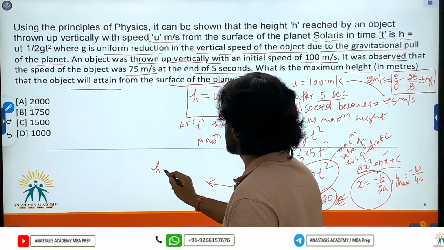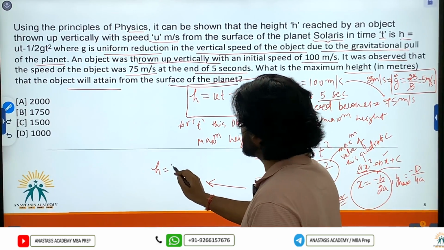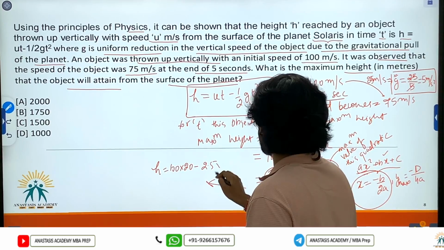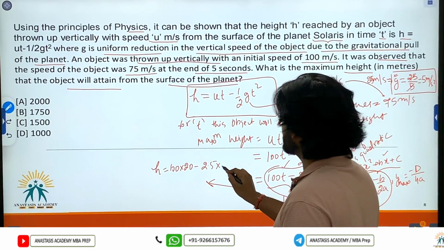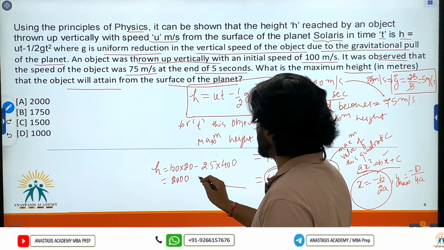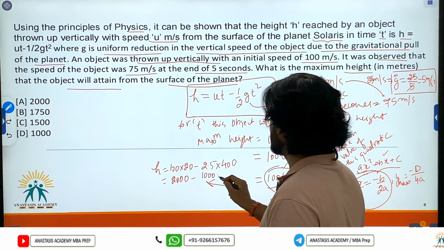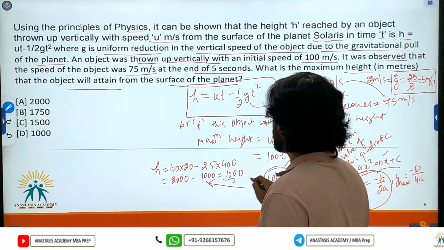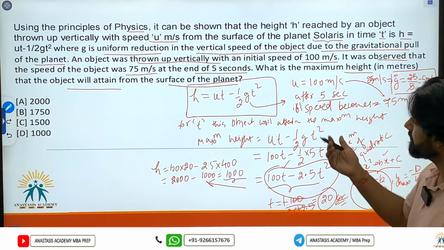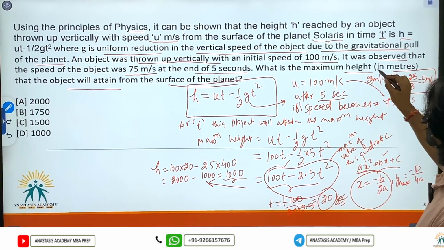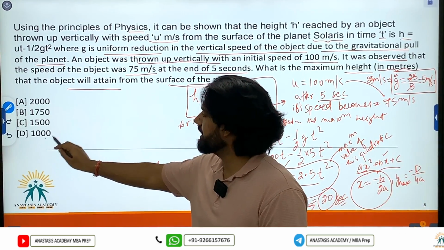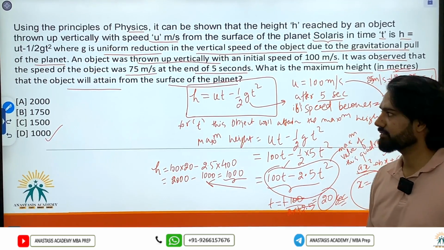100 into 20 minus 2.5 into t square. T square would be 400, so it would be 2000 minus 1000. So the maximum height attained by this object would be 1000 meters. So the correct answer to this question would be option D.